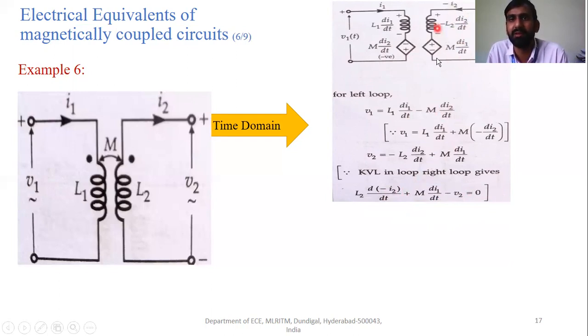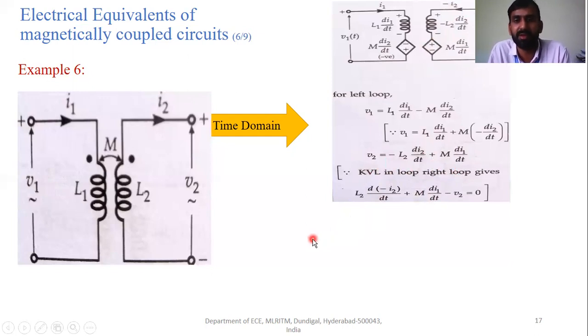Applying KVL, if we apply KVL over here, we are going to have the same equation. So now the final equation for V2 is V2 is equal to minus L2 di2 by dt. This minus is due to the negative polarity of I2, plus M di1 by dt. So let us represent the same equation in frequency domain.